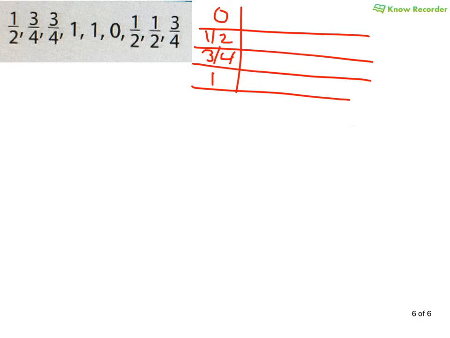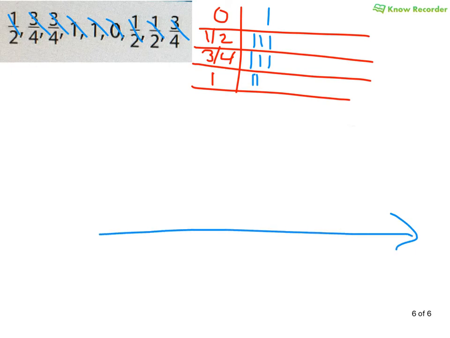Now let's count how many times they happen. 0 happens once. 1/2, 1, 2, 3. 3/4, 1, 2, 3. 1, 1, 2. Now I can plot. I draw my line. It starts at 0, it ends at 1. So my range is 1.